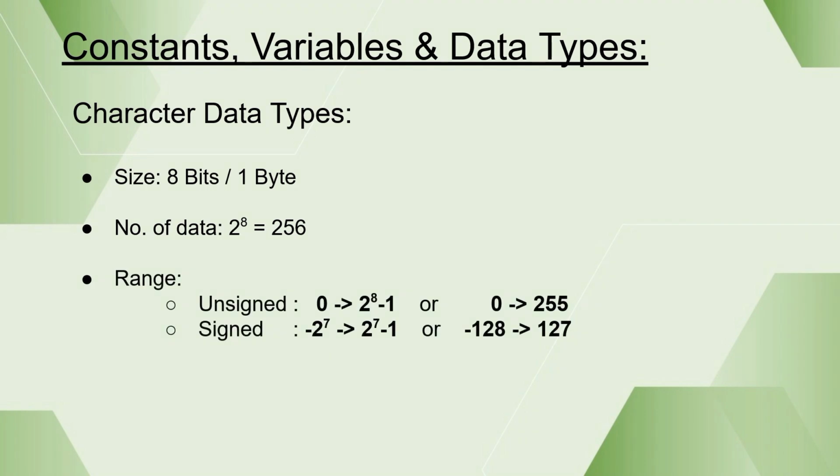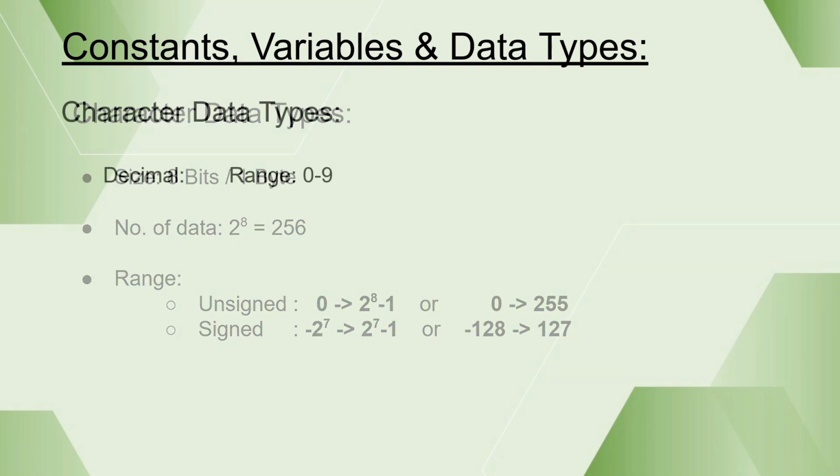The character data type is also classified into 2 categories: one is unsigned, another is signed. In the unsigned case, the value ranges from 0 to 255. In the signed case, the value ranges from -128 to 127. Let's discuss how we can calculate this.